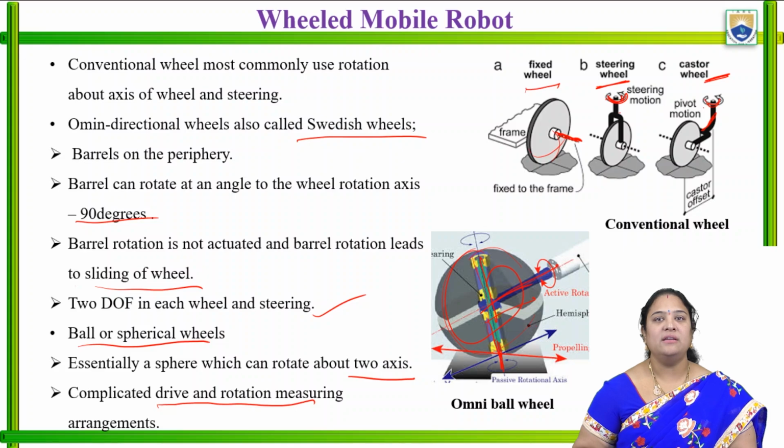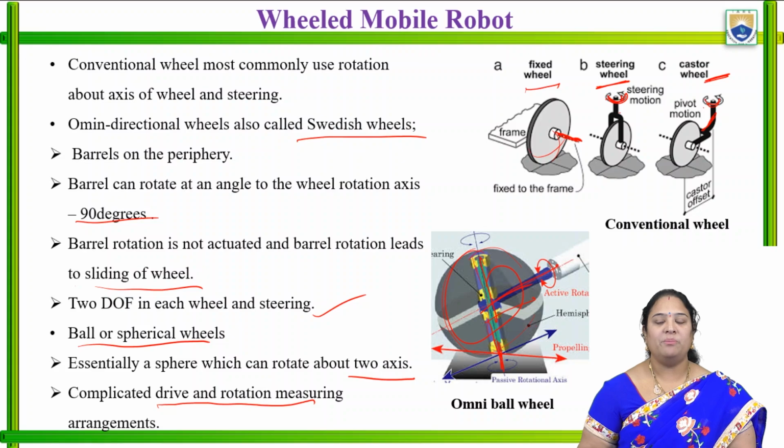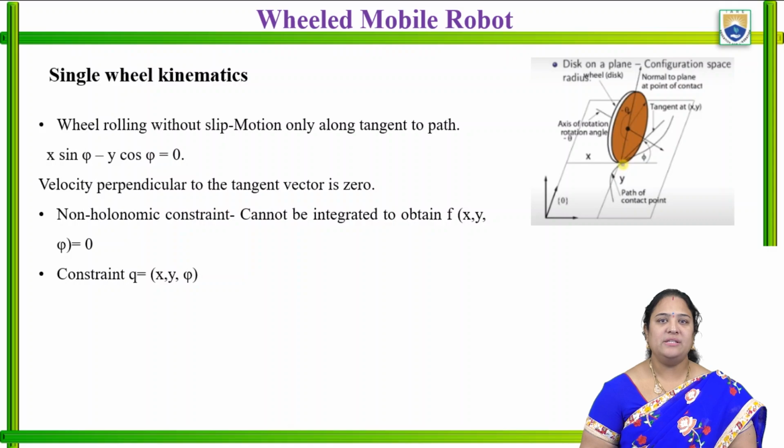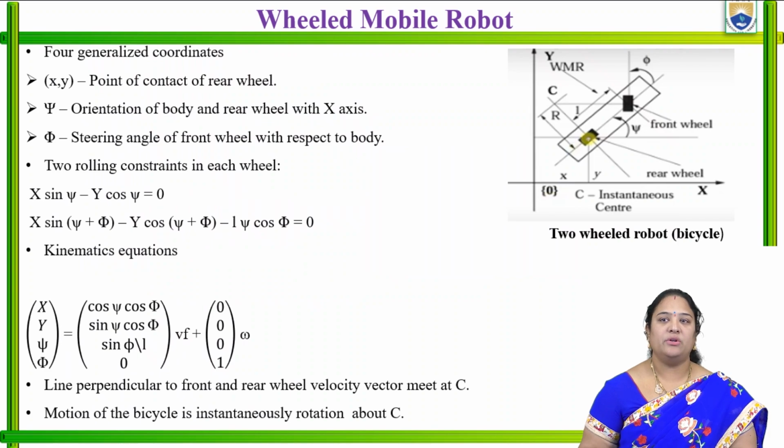So here we have seen three different types of the wheel mobile robots, that is the conventional wheel, the omnidirectional wheel, and the ball or spherical type of the wheel. Now depending upon the axis and the steering movement, these particular wheels' movement will be done in that particular robot. Right. Next, coming to the single wheel kinematics. Here we will be seeing about the single wheel kinematics, and we will be seeing about the two wheel robot and four wheel robot system.